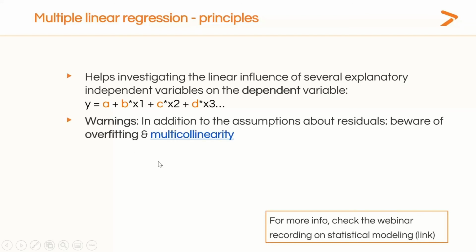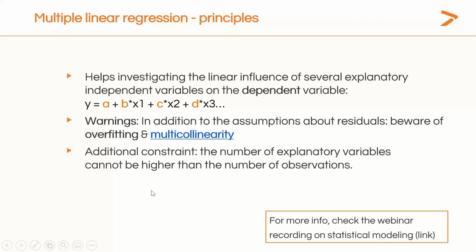There are a few warnings, a few things you should really be careful about when running multivariate modeling like this. In addition to the assumptions about residuals we had already seen yesterday around linear regression, beware of 2 things in multivariate modeling: overfitting and multicollinearity. Unfortunately, I won't have the time to go into these details. If you want to learn more about these, don't hesitate to check the webinar recording on statistical modeling. You have a link here, okay?